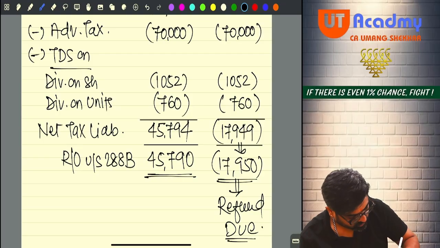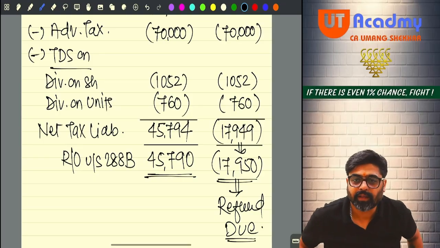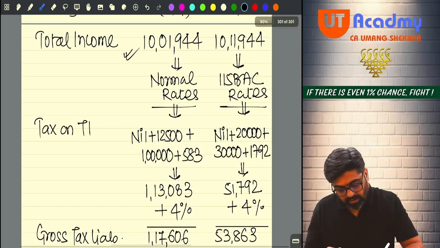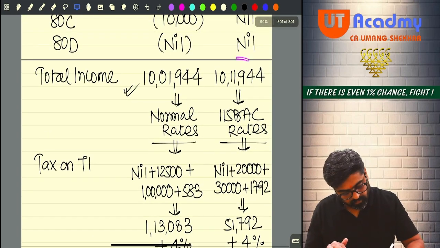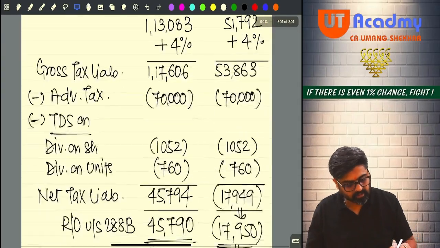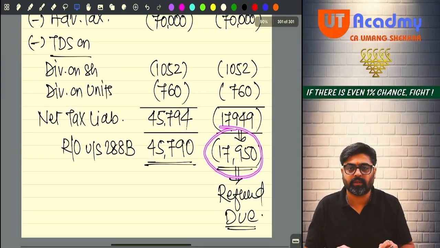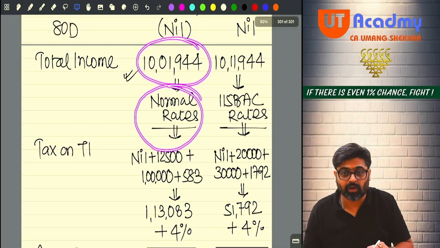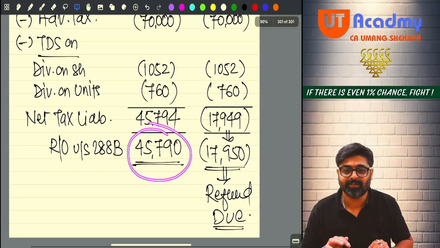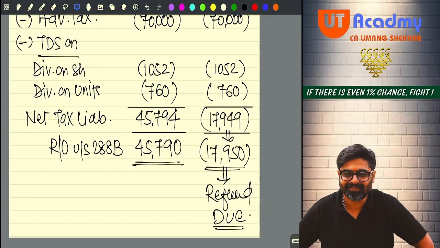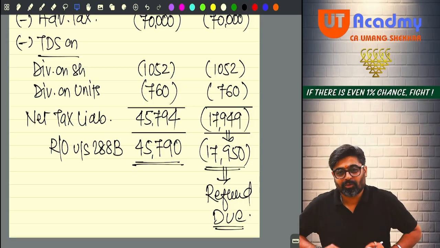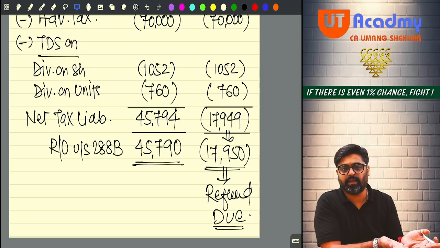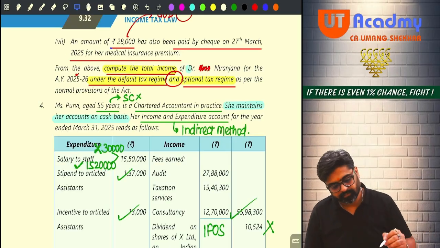So now I will ask you one thing. Showing this much total income, applying 115BSC rates and taking a refund of tax, is it better? Or showing this income, applying normal tax and paying this much tax? Which is better? 115BSC is better, no? So in terms of benefit, 115BSC is better. So please check your final answer.